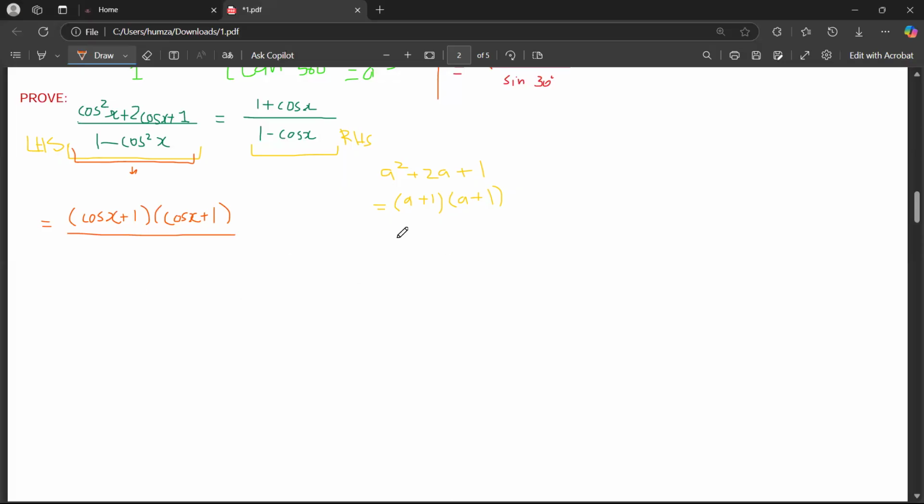Now in algebra, we say 1 minus a squared, and this is the difference of two squares. So we say 1 minus a and 1 plus a. Now this will become 1 minus cos x, 1 plus cos x.